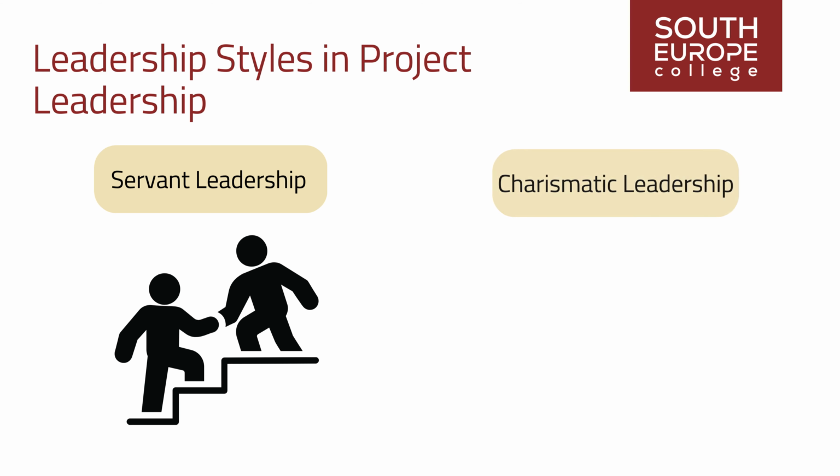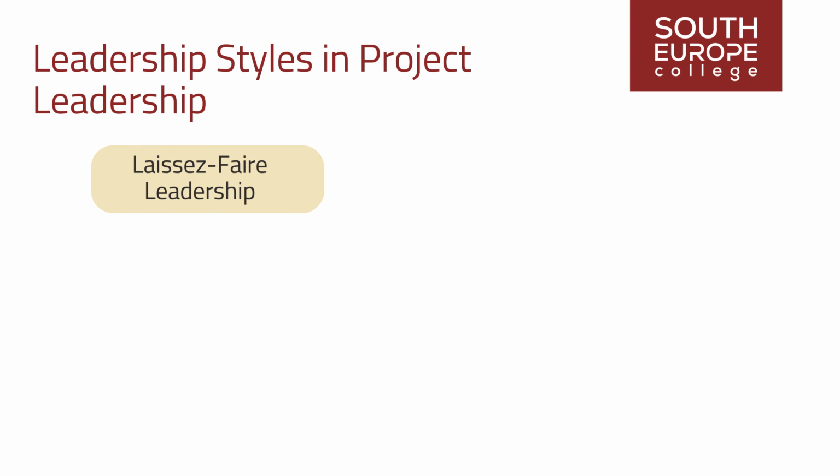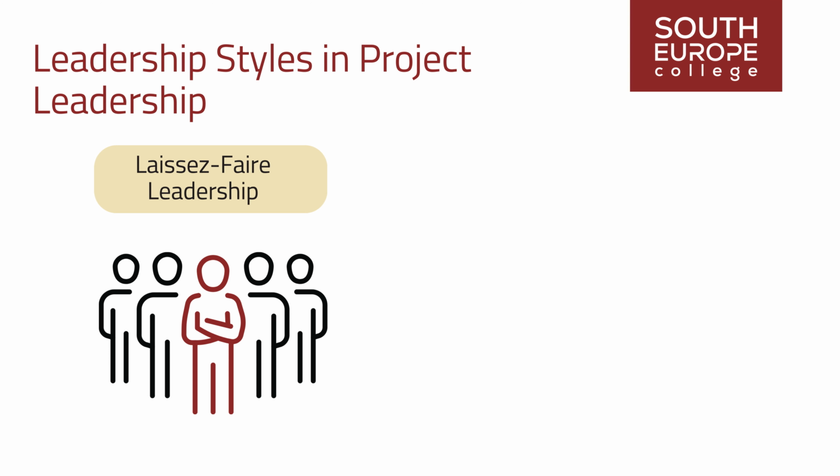success. Charismatic leadership. Charismatic leaders rely on their personal charm, energy, and persuasion to influence and inspire their team. They often possess strong communication skills and can rally the team around their vision. Laissez-faire leadership. Laissez-faire leaders take a hands-off approach, allowing team members a high degree of autonomy. They trust their team's expertise and decision-making capabilities, stepping in only when necessary.